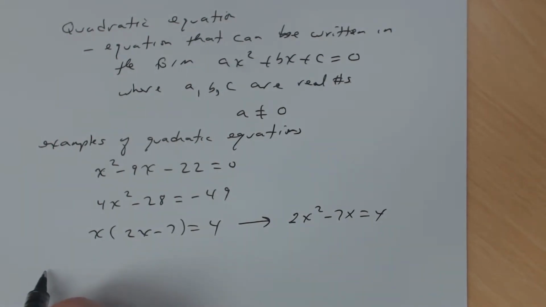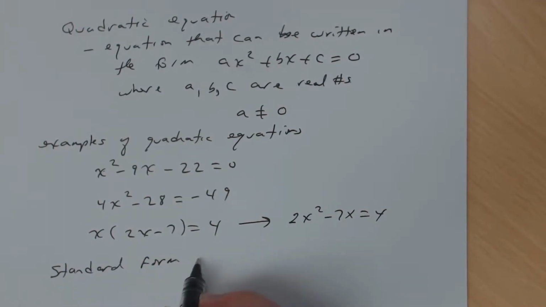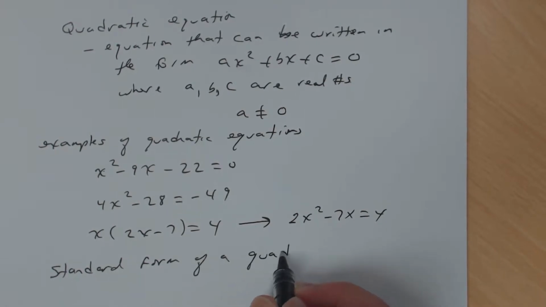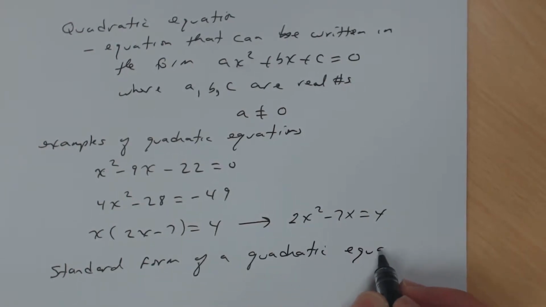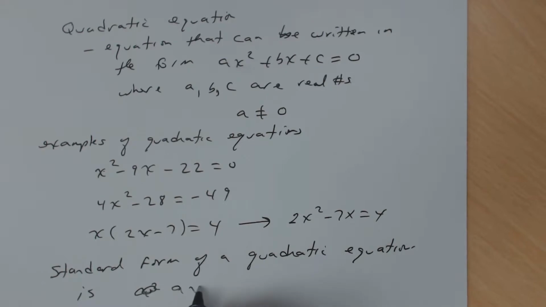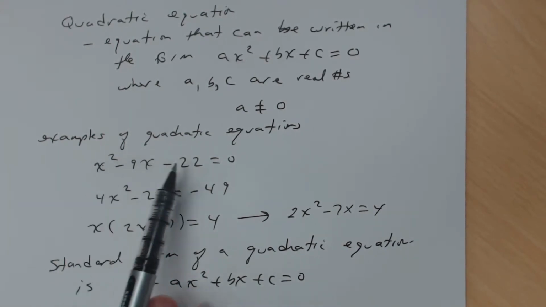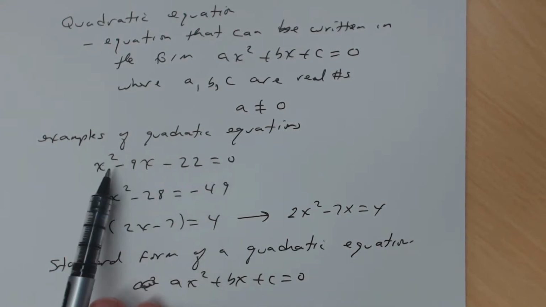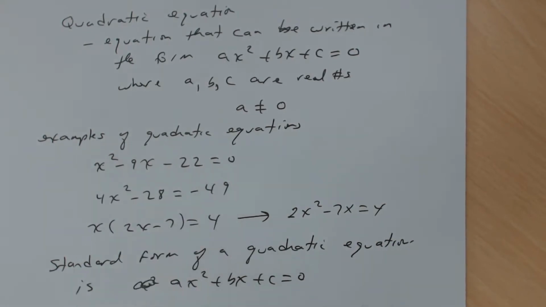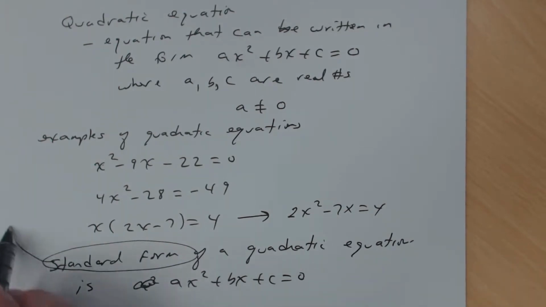Now, the standard form of a quadratic equation is ax squared plus bx plus c equals 0. That's the standard form of a quadratic equation. So if you look at our three examples, the only one of those that was in standard form was the first one, because all the terms were on one side, and the constant on the other side was 0.